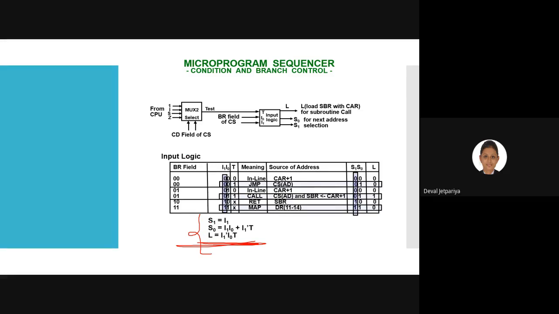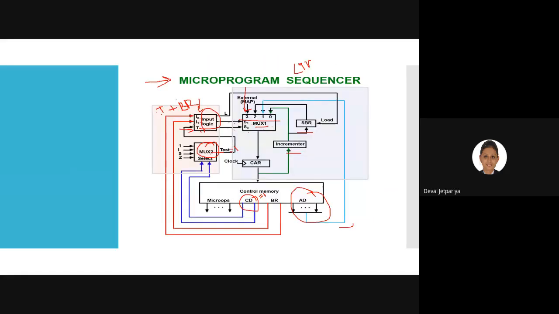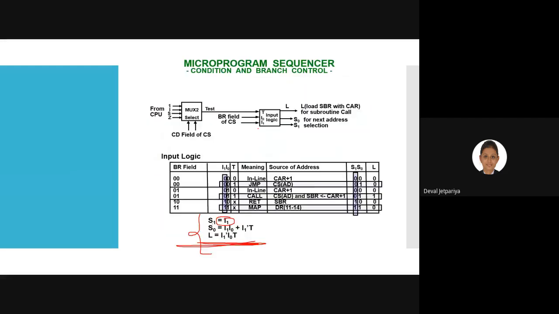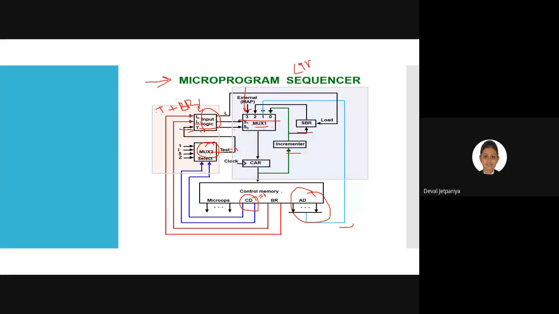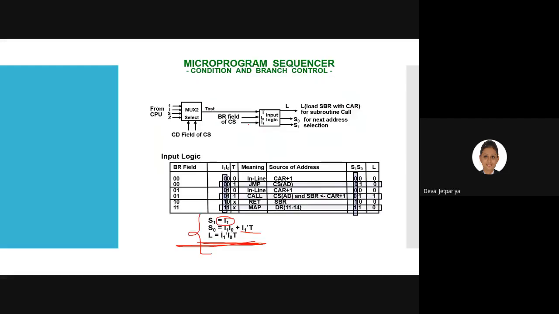See, it is simply: S1 is directly using the value got from I1, that is this one, I1. Okay, and S0 uses the combination of I1 I0 plus I1 dash and T, whatever value you are getting. And third, this L is nothing but the logic line that will select simply this line, I1 dash into I0 and T.